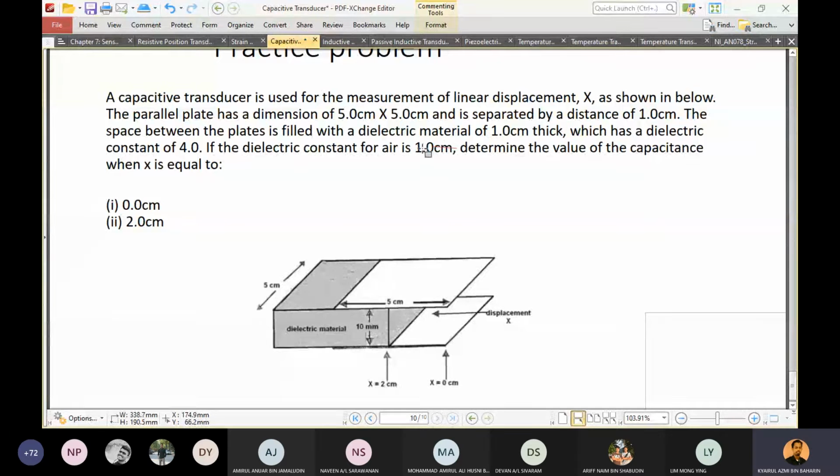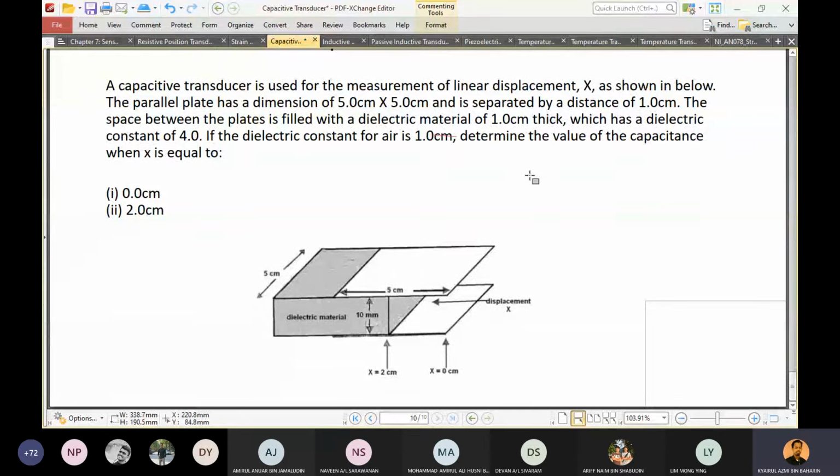Yeah, just cross out this cm. There's a typo there. So you calculate for the overlapping area.